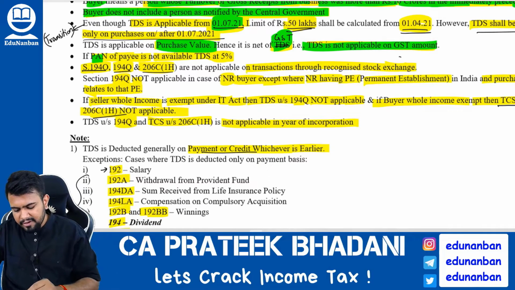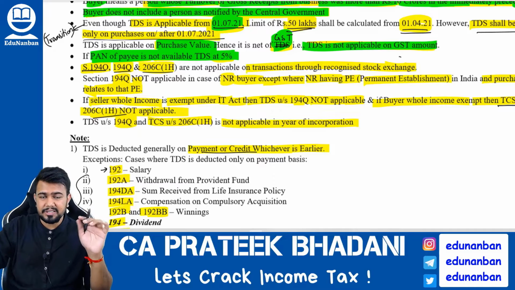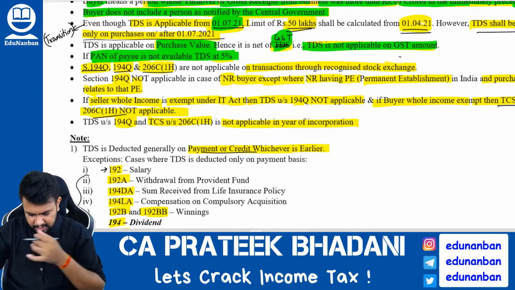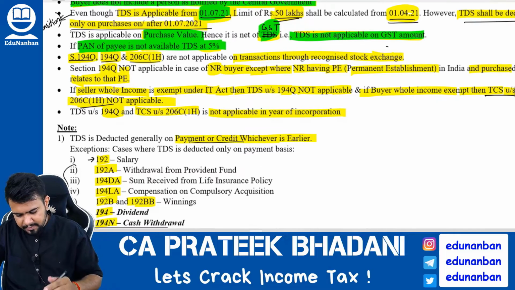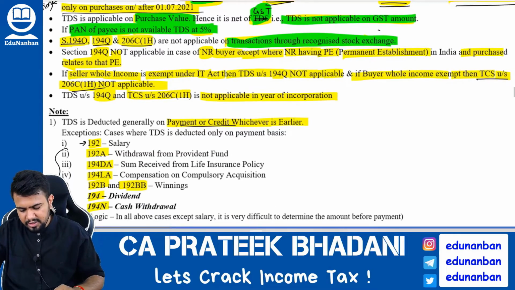Next, if PAN of the payee is not available, then deduct TDS at 5%. Generally, TDS rate is 0.1%. However, if the payee is not giving the PAN number, then deduct the TDS at 5%. Now listen. This section is also not applicable if transaction is done through recognized stock exchange.